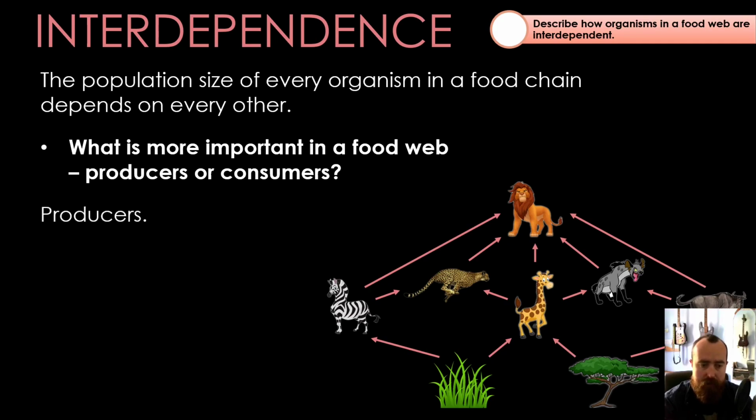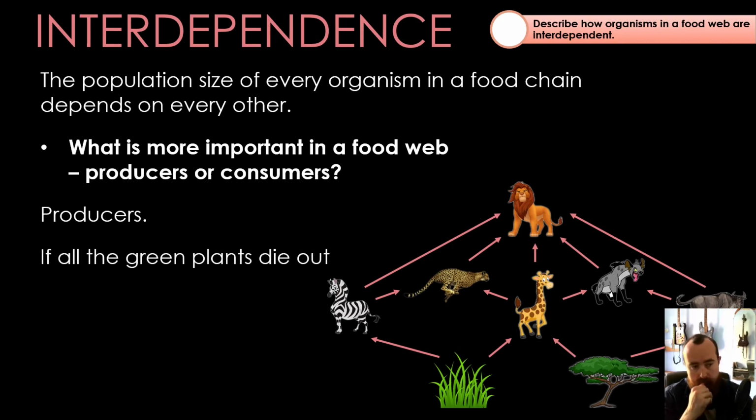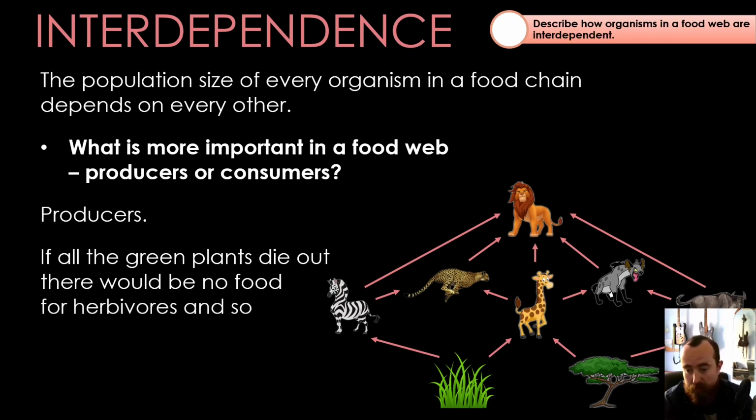I think it's going to be the producers. The producers are, I think, the most important bit in a food web, because the green plants, the trees, the grass, all those types of things are where the food is being produced. They are producing their own food. If they were to all die out, there'd be no food for the herbivores, no food for the zebras, no food for the giraffes, and no food for the wildebeest.